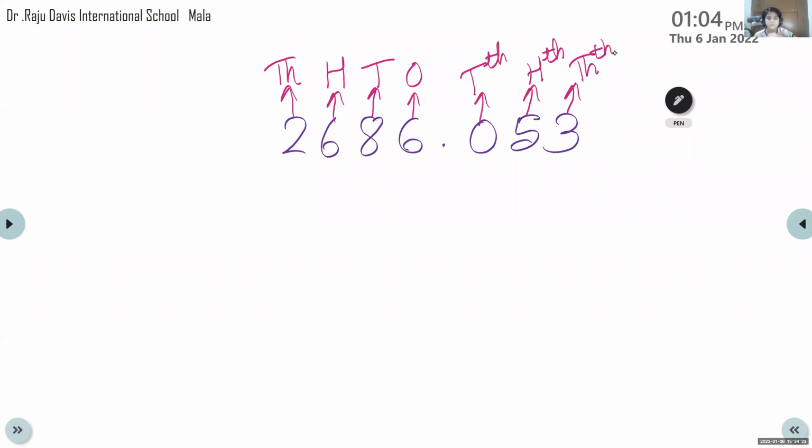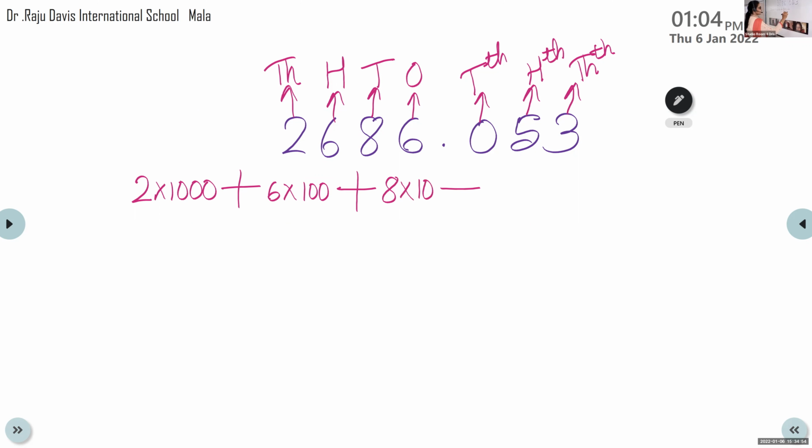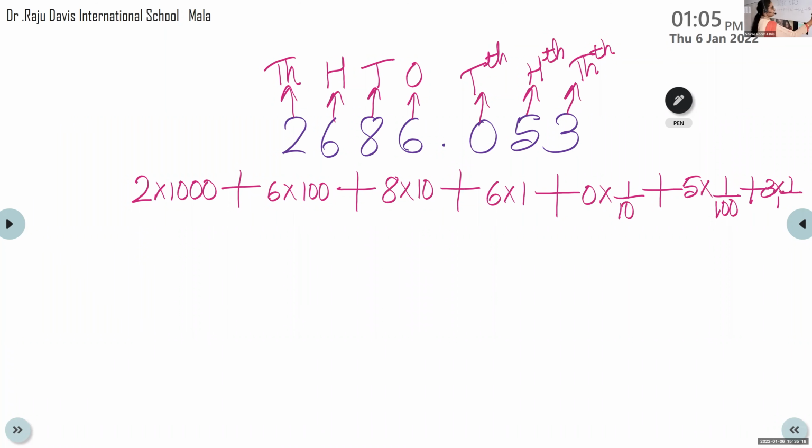The expansion of the first number: 2 into 1000, plus 6 into 100, plus 8 into 10, plus 6 into 1, plus 0 into 1 by 10, plus 5 into 1 by 100, plus 3 into 1 by 1000. Okay, good. Thank you, ma'am. Yes, good dear. So this is the expansion.